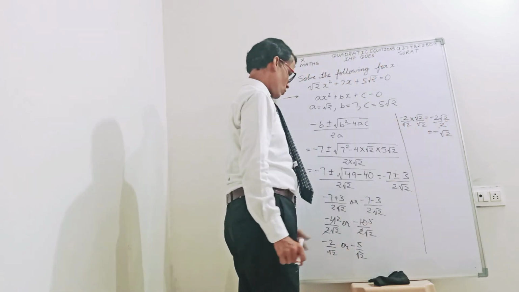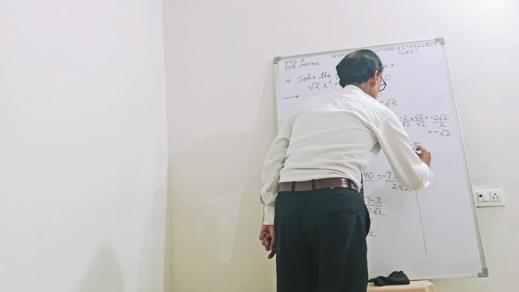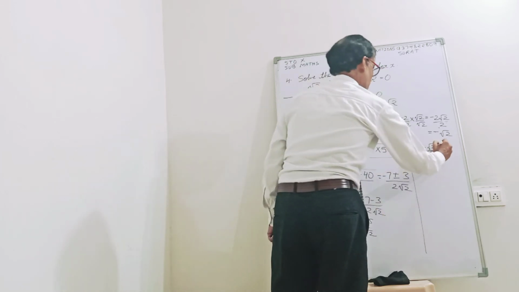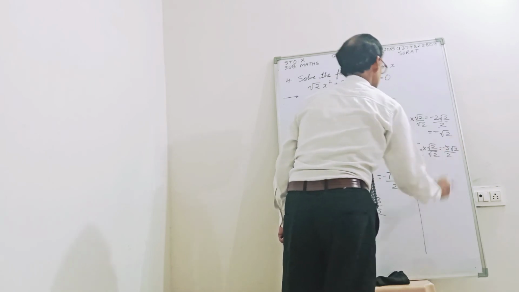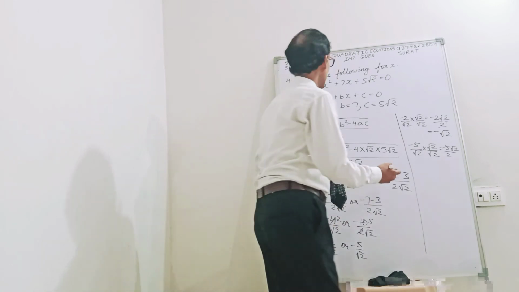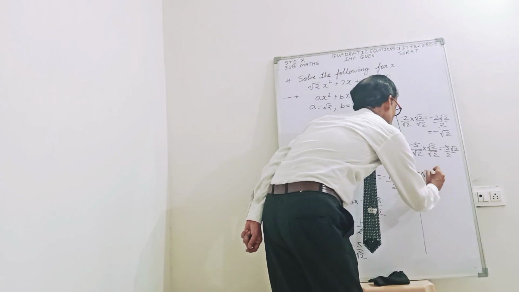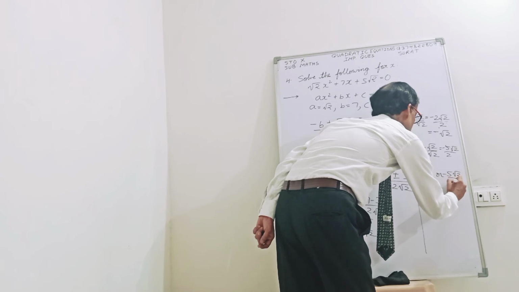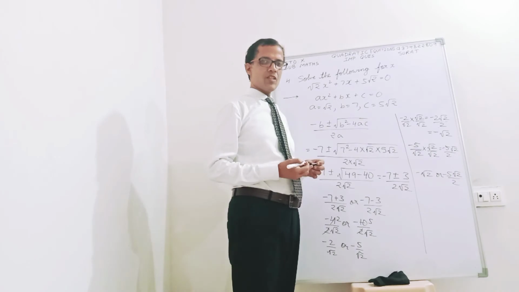So this is one of the roots. Again we have to simplify this. Minus 5 by root 2 into root 2 into root 2. So this is again minus 5 by 2 root 2. So therefore the roots are, it means our x, the value of x is minus root 2 or minus 5 root 2 by 2. So this is our answer, and this completes our fourth question.